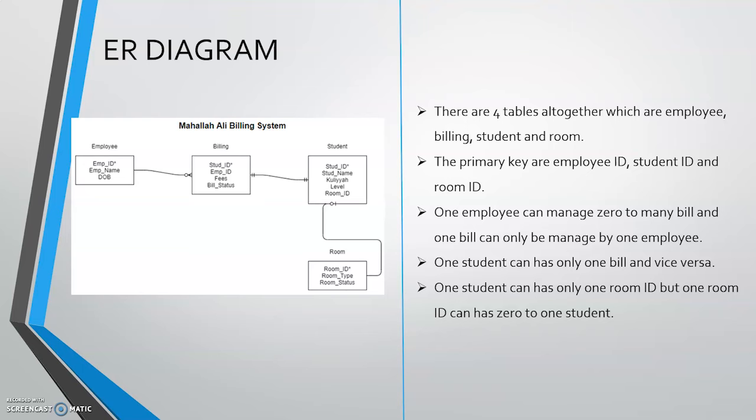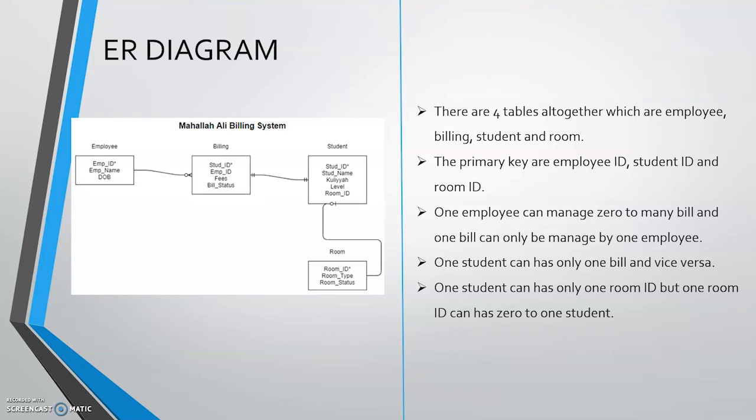Altogether, there are 4 tables, which are employee, billing, student, and room. The primary keys are employee ID, student ID, and room ID. One employee can manage 0 to many bills, and one bill can only be managed by one employee. One student can have only one bill, and vice versa. One student can have only one room ID, but one room ID can have 0 to 1 student, meaning one room ID can have no student.